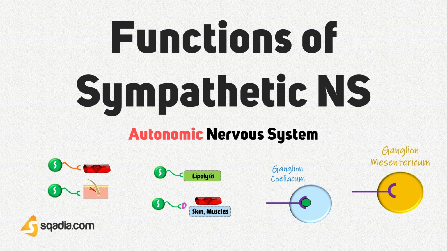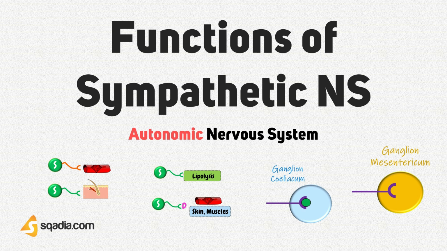Sweat glands are an exceptional case. Transmission of stimuli from the preganglionic neuron is cholinergic, which means it is mediated by release of the neurotransmitter acetylcholine. Transmission of stimuli from the postganglionic neuron is also cholinergic, which means it is mediated by release of the neurotransmitter acetylcholine.